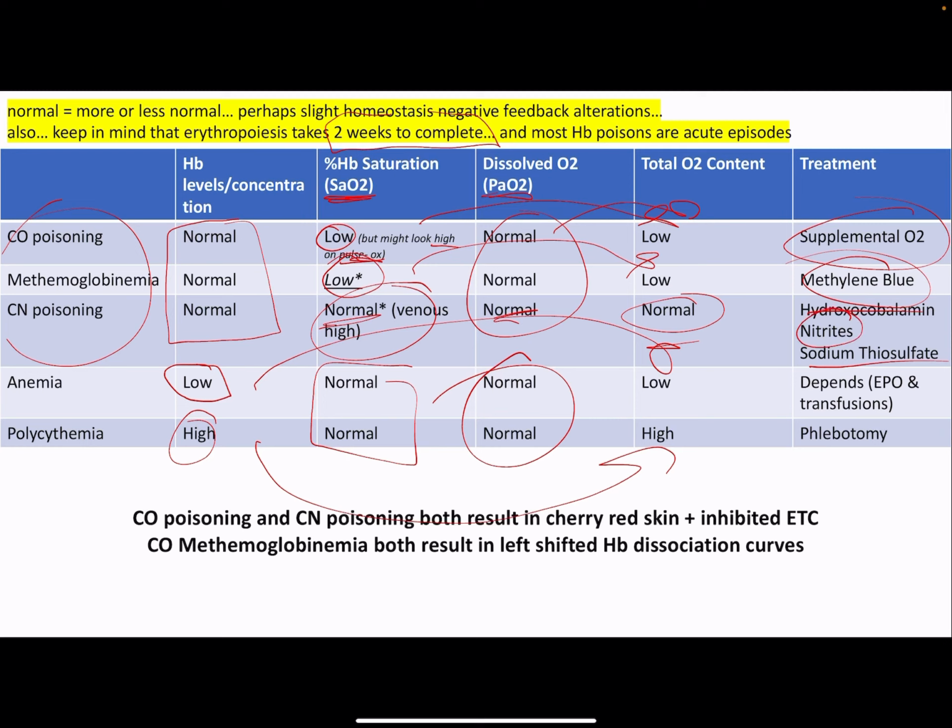Nitrates are going to oxidize Fe2+ to Fe3+. Fe3+ can bind onto the cyanide, sequestering it so it doesn't damage the cells. What if I have anemia? Well, give somebody erythropoietin, they can make more red blood cells. Or you can just give them a transfusion. What if you have too much blood? Just do a phlebotomy, take some of that out.